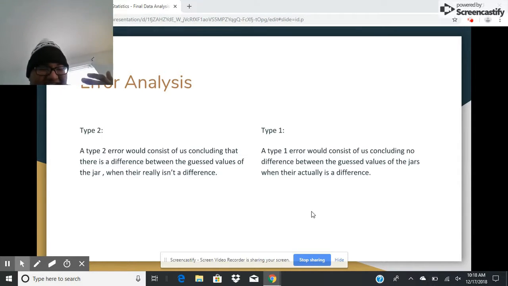So, error analysis. A type 2 error is when we conclude that there is a difference between the guessed values of the jar when in reality there isn't a difference. A type 1 error is when we conclude there is no difference between the guessed values of the jars when in actuality there is in fact a difference.